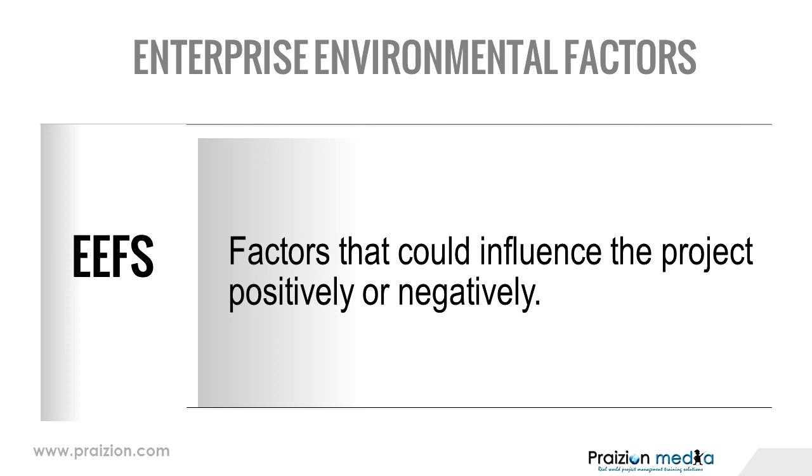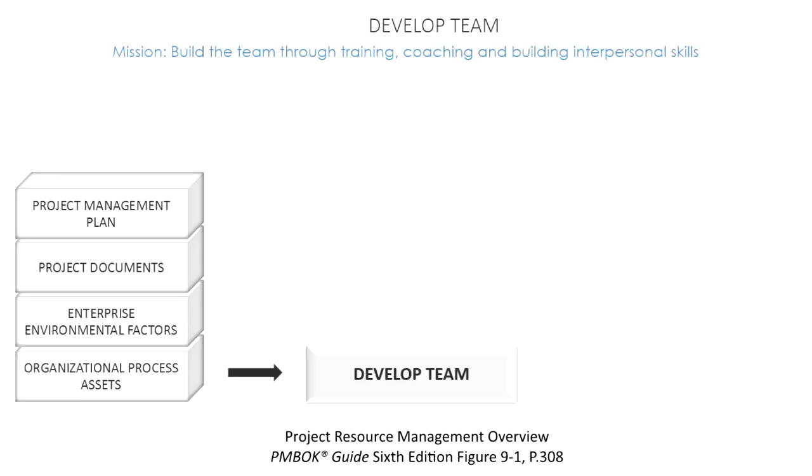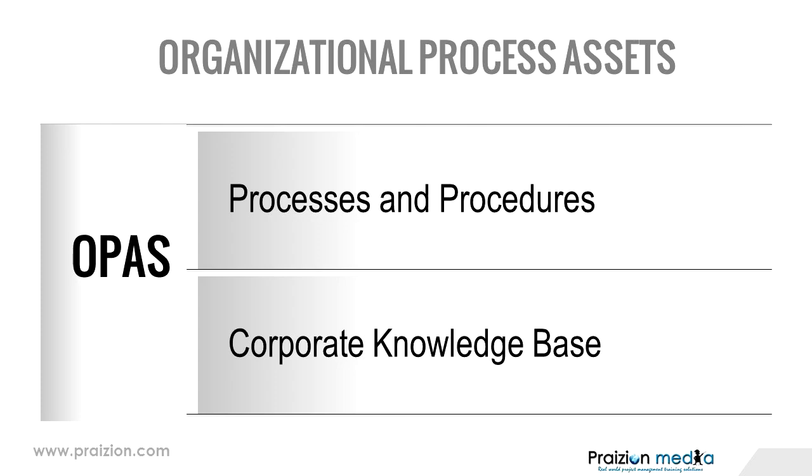Of course, those EEFs and OPAs pertain to team resource management processes and policies for rewarding the team, rewards and recognition guidelines, team member skills, and how the team is dispersed. You see, after a while, it becomes so repetitive that you're aware of them. And OPAs refers to any organizational process assets such as historical information and the lessons learned repository.